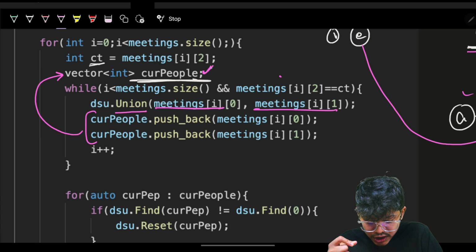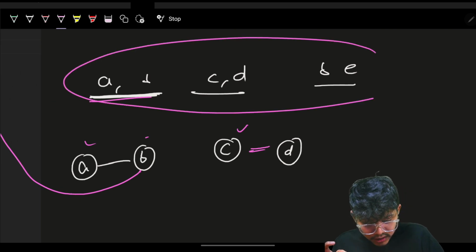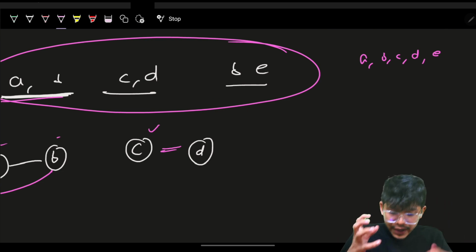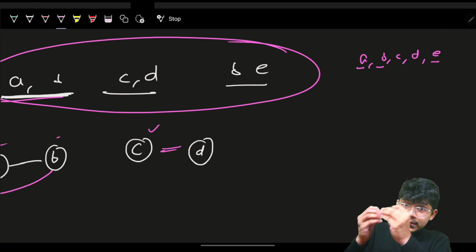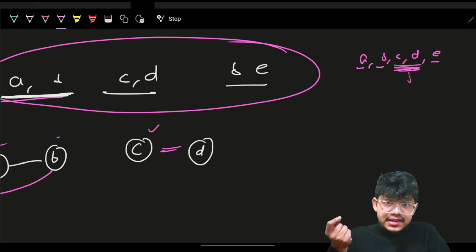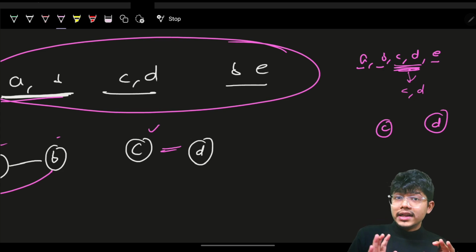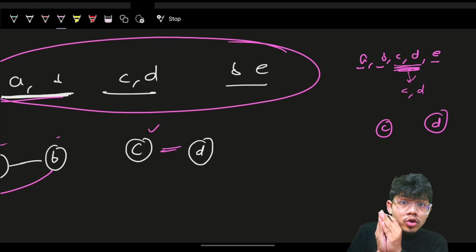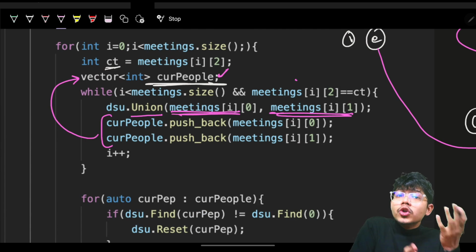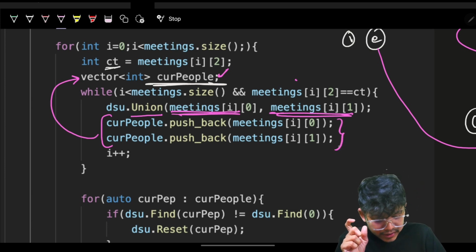Now Aryan, why are you pushing those people in the vector? Because I know that at this time A, B, C, D, E got in the meeting, but only A, B and E are the people who know the hidden thing. Whoever doesn't know it, which in this case is C and D, I need to disconnect from everyone else, because they don't know the hidden thing. Connection should only be built for the people who know the hidden thing. What happened here is I am building connections for everyone without thinking about whether they know the hidden thing or not. For that reason, I also keep on pushing all these people in my current vector.